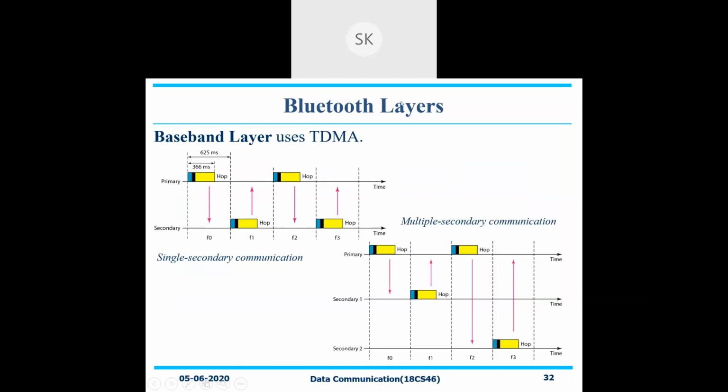Next one is Bluetooth layers, which use the TDMA technique. Why does it use the TDMA technique? Why can't it use FDMA? See, it is a baseband. Baseband is always a digital signal. Once it is a digital signal, it needs to go with time division multiple access. Time division multiple access divides the entire frequency into time slots. Based on the time slots, you will be sending the data from one end to another.